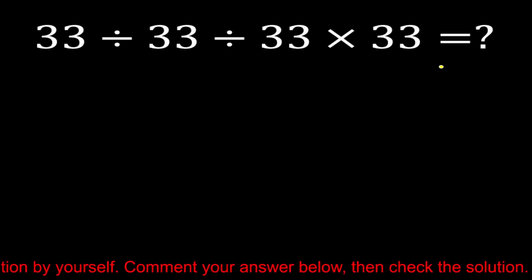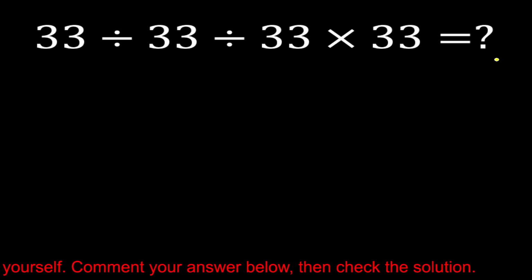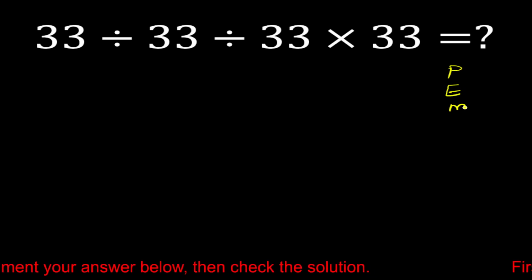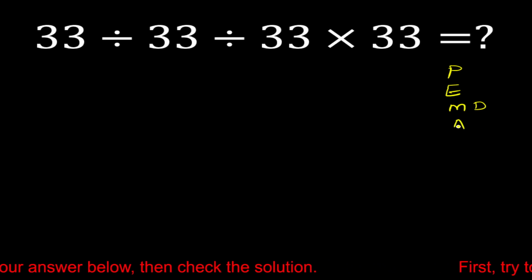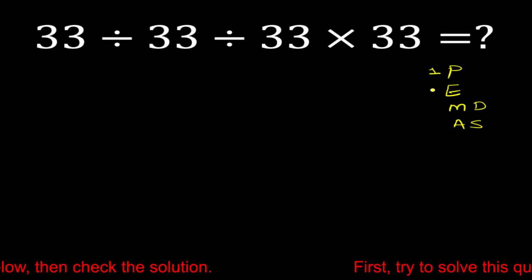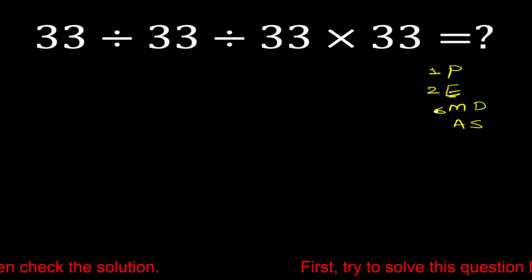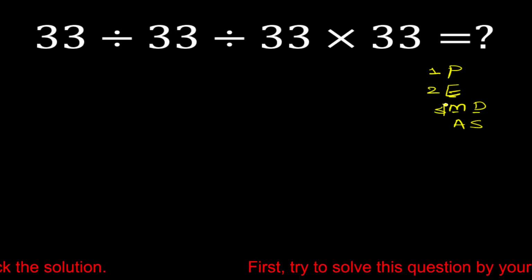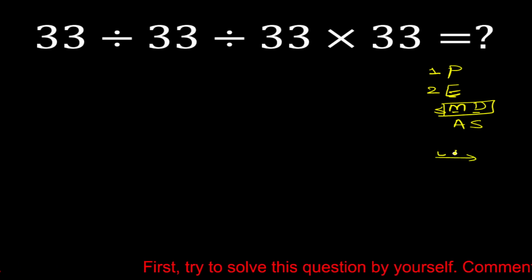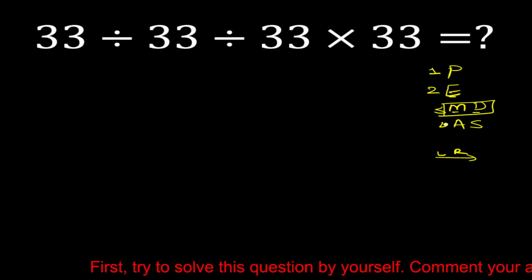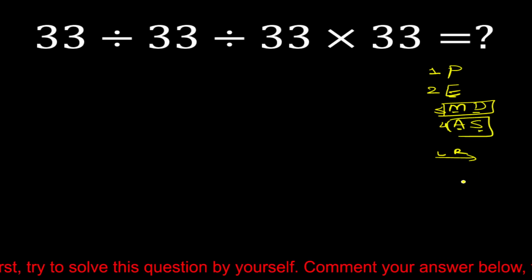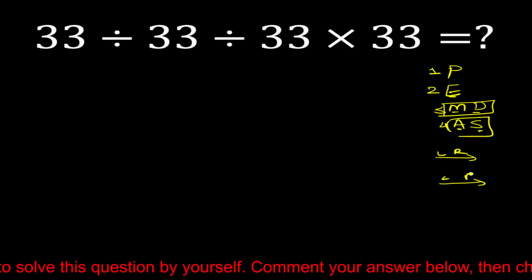Now let's solve this problem correctly by using the PEMDAS rule. Okay, PEMDAS. According to PEMDAS, first priority is parenthesis, second priority is exponents, third priority is multiplication and division. Here multiplication and division both have equal priority, so we have to solve it from left to right. And fourth and last priority is addition and subtraction. Also addition and subtraction have equal priority, so we have to solve it from left to right.